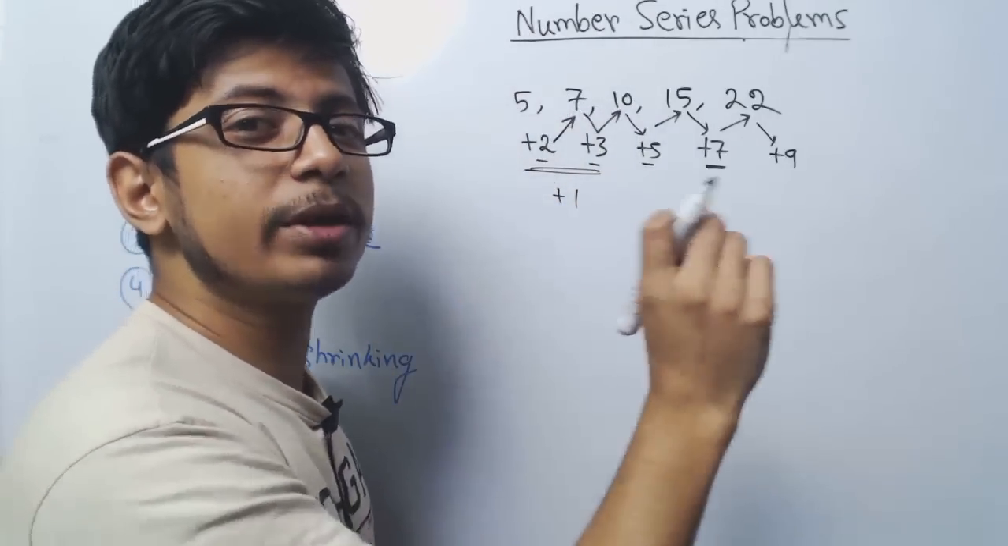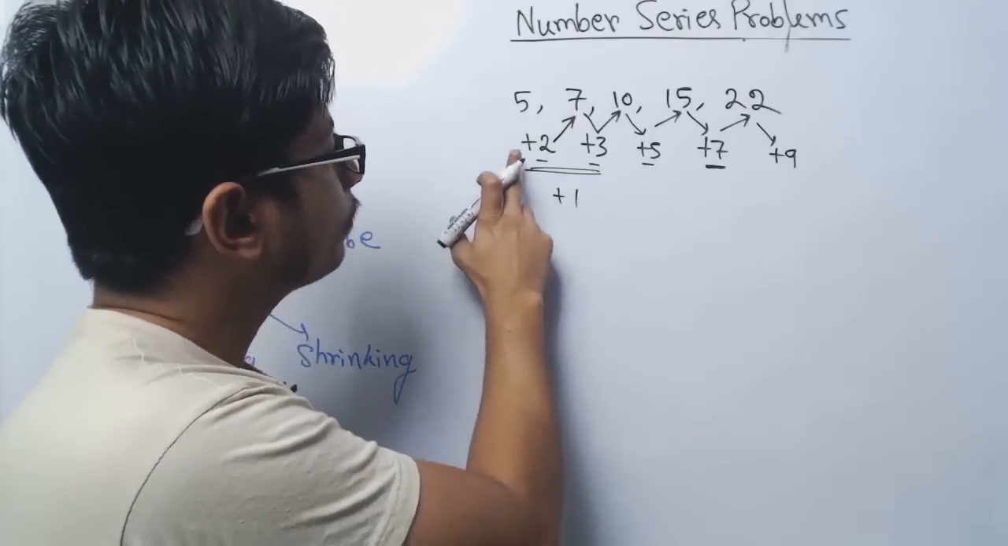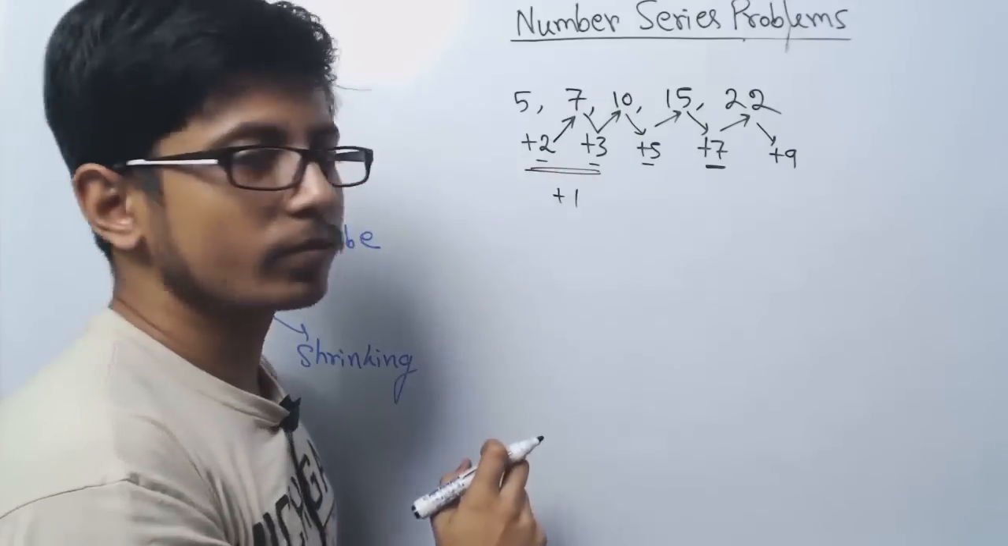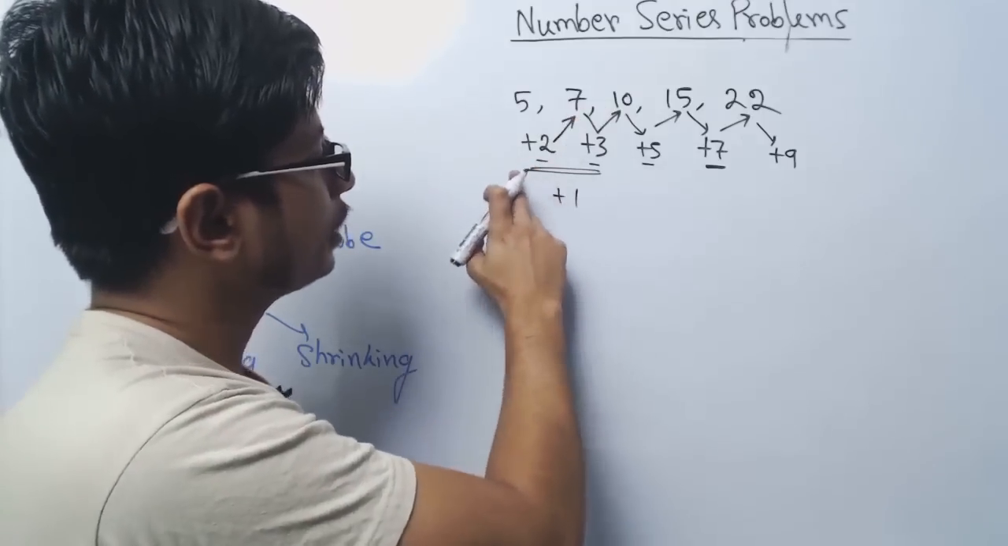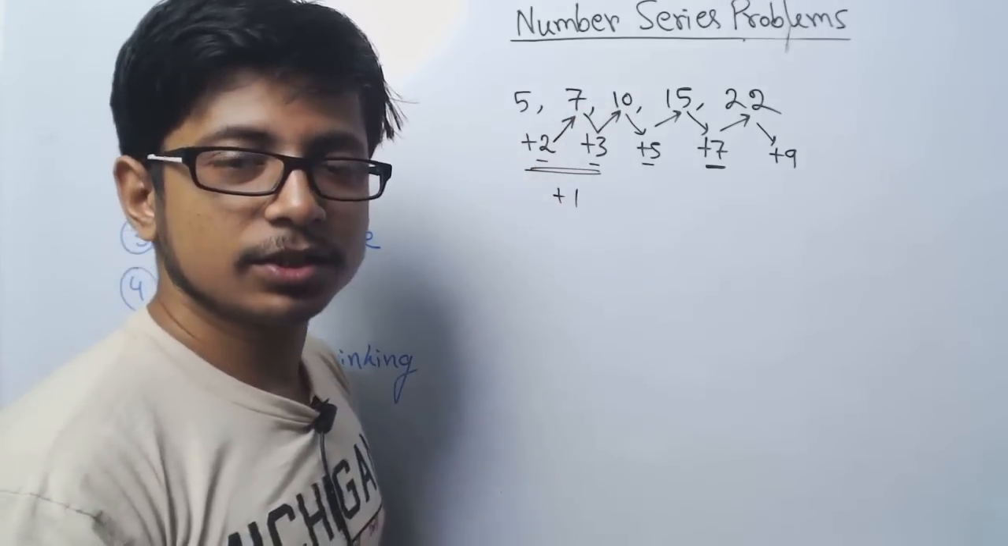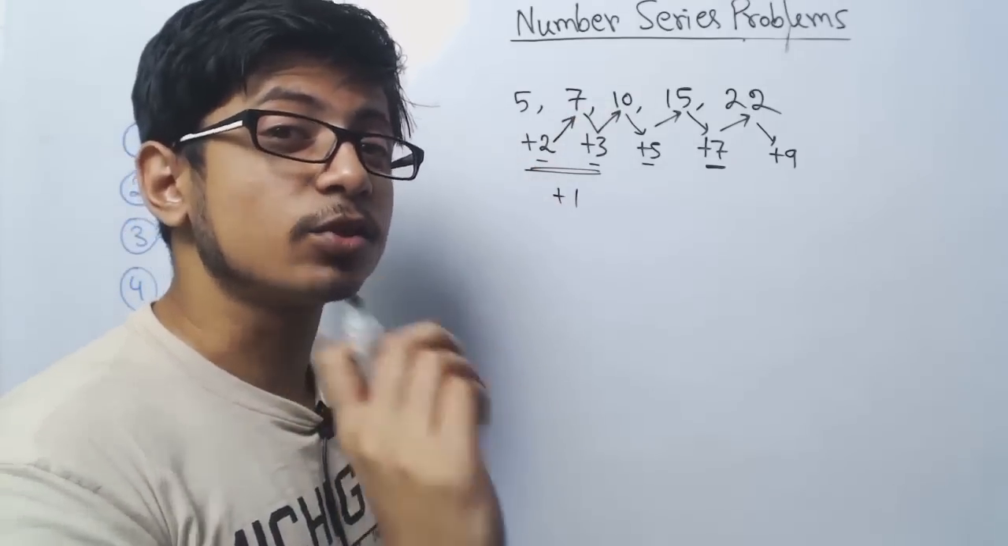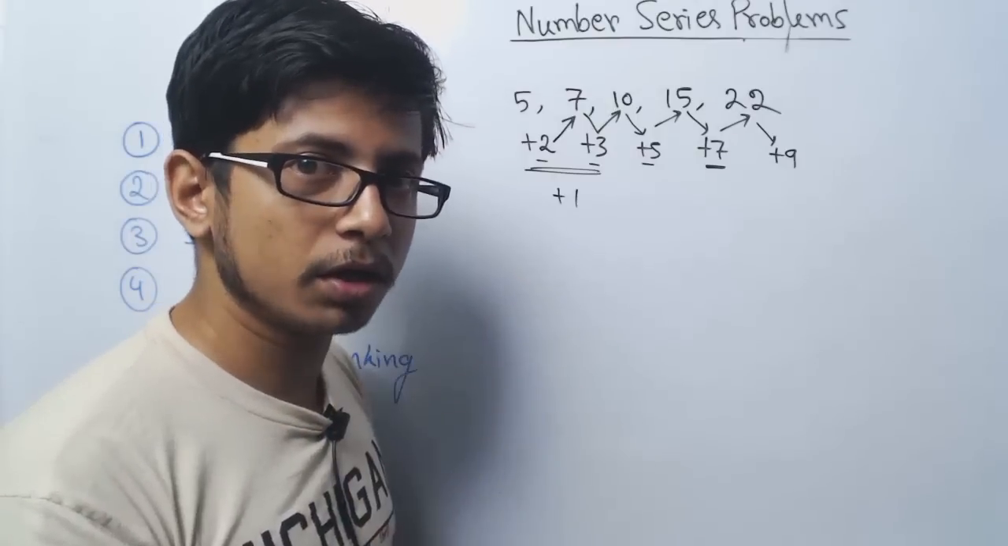So plus 2 addition is not justifying the change from 5 to 7, or the change from 7 to 10, this plus 1 change. So you cannot do that. So that is wrong. This interpretation is wrong.